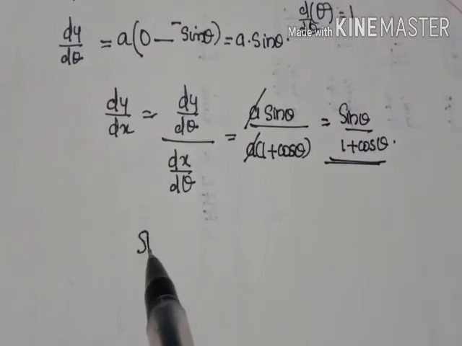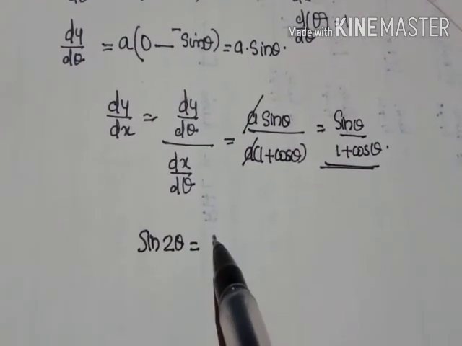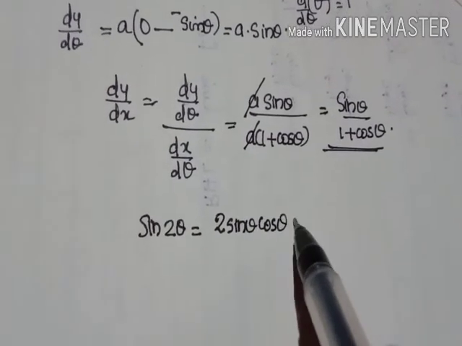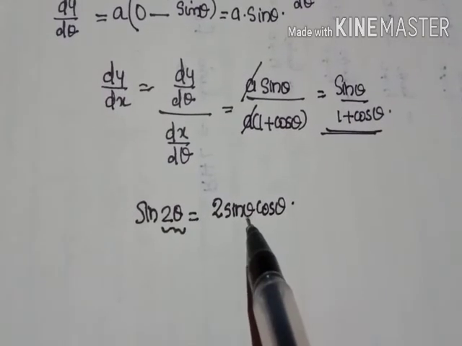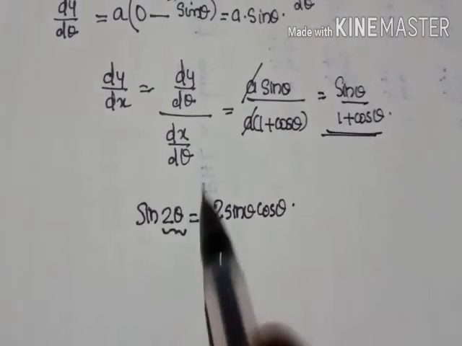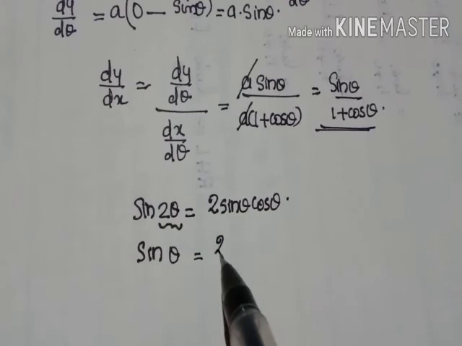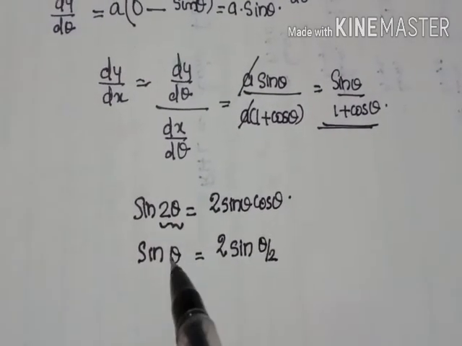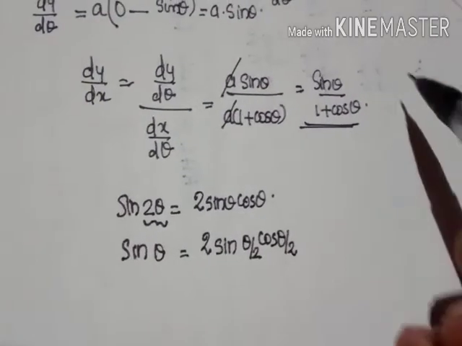See, we have results we learned in class plus 1. Sin 2 theta is 2 into sin theta cos theta. If the angle is 2 theta, then here it becomes half of the angle. So here we are going to apply this formula. So sin theta becomes 2 into sin theta by 2, half of the angle, into cos theta by 2.